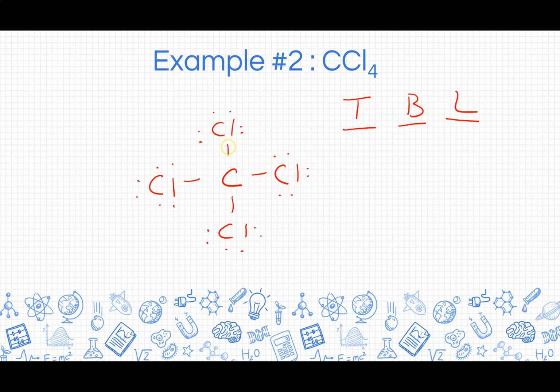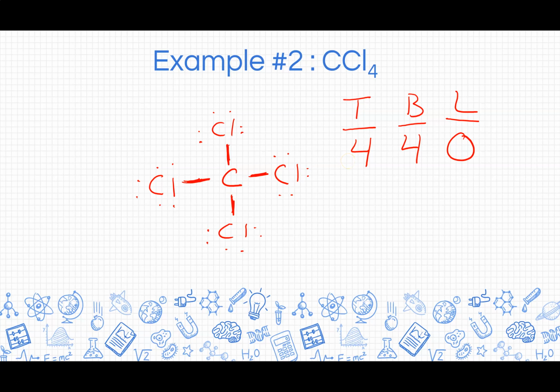On my central atom of carbon, I have 1, 2, 3, 4 bonding pairs. I have 4 total pairs. All 4 of them are bonding. I have no lone pairs on the central atom. Yes, there are a ton of lone pairs on this molecule, but I have no lone pairs on this central atom. Okay, no lone pairs on the central atom.